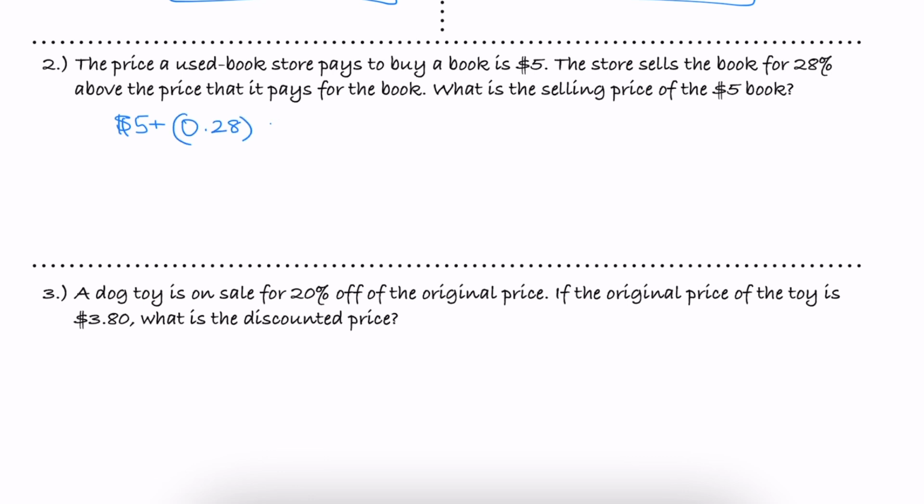28% times the $5. Now, another way to write this, which you can write just from the beginning, is $5 times 1.28. Now, this 1 right here is this $5 right here, and then the 0.28 is the 28%. So you can kind of consolidate that. And once you multiply that out, you're going to get 6.4. So the selling price is $6.40.